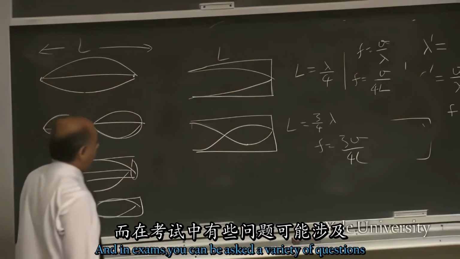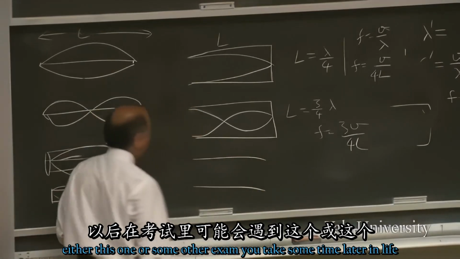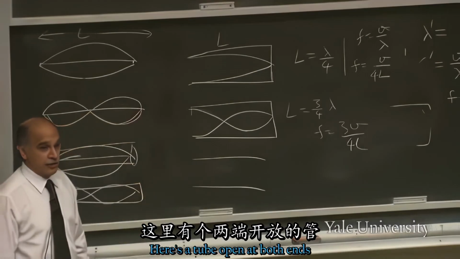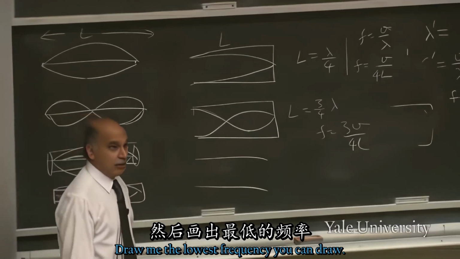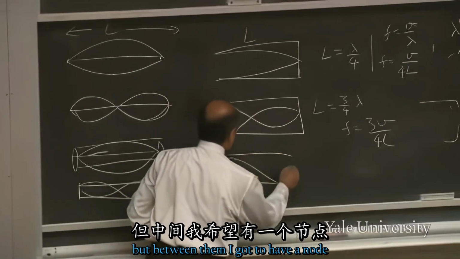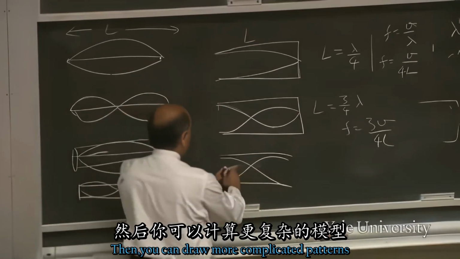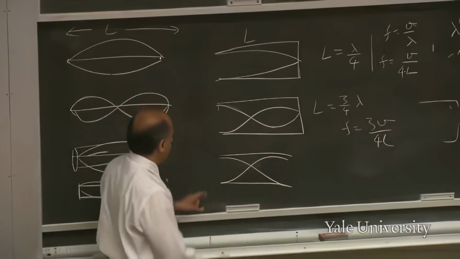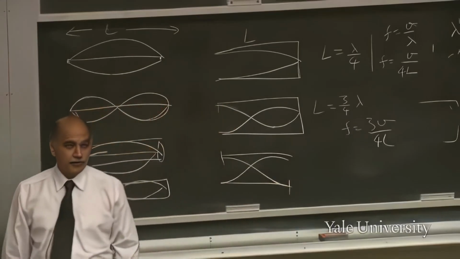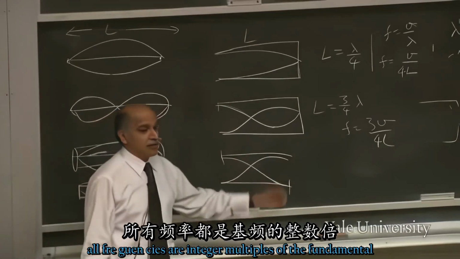And in exams, you can be asked a variety of questions, either this one or some other exam you take sometime later in life. You should be able to do this. Let me do one practice thing. Here's a tube open at both ends. Draw me the lowest frequency you can draw. I want an antinode here, an antinode here, but between them I've got to have a node. So it will look like that. Then you can do more complicated patterns, provided the two ends look like this. And I think you can see here that this is half a wavelength. So L equals lambda over 2. And again, you will find here all frequencies are integer multiples of the fundamental.